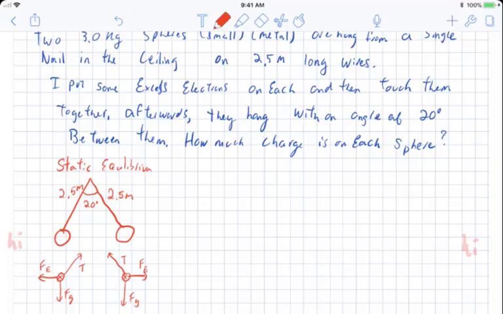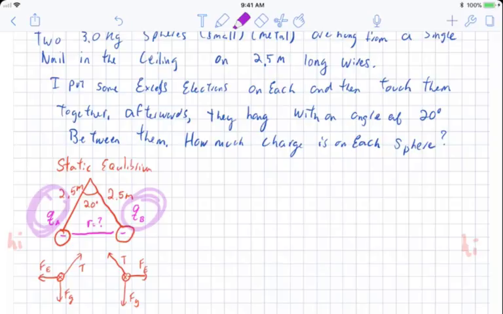So how large the electrostatic repulsion is depends on a couple things. It depends on the distance between the two, and it also depends on how much charge there is on the two balls. The more charge there is, the stronger they're going to push each other apart, and the larger that angle is going to be. So the question here is asking about the charges on each of the balls. How do we go about finding them?